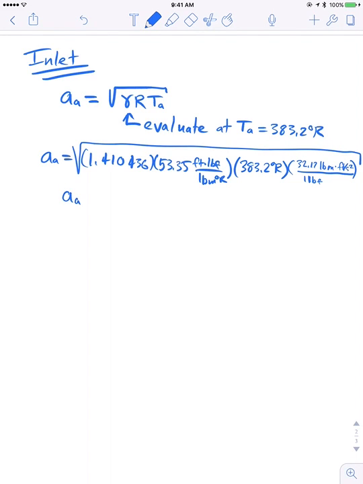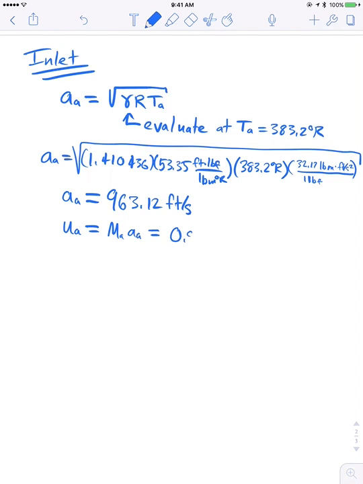So evaluating that out, of course we check our units. The pounds mass go away, pounds force will cancel out, our Rankines will cancel out, so we're left with foot squared per second squared. When we take a square root, we'll have units of feet per second. So we'll get 963.12 feet per second.